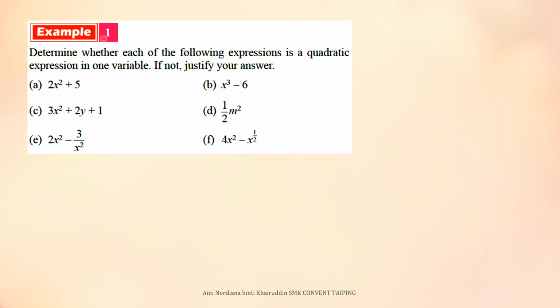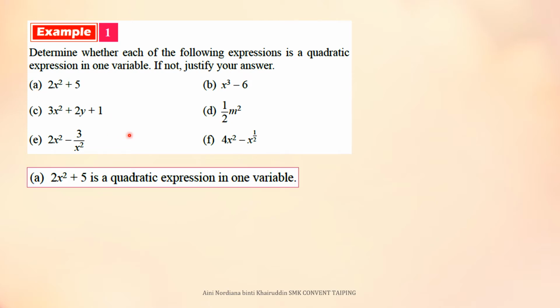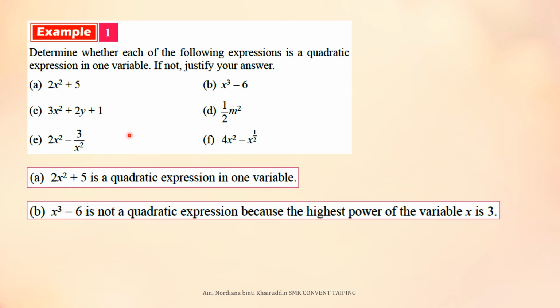Have a look at example 1. Determine whether each of the following expressions is a quadratic expression in one variable. If not, justify your answer. Have a look at question A. 2x squared plus 5 is a quadratic expression in one variable. X cubed minus 6 is not a quadratic expression because the highest power of the variable x is 3.